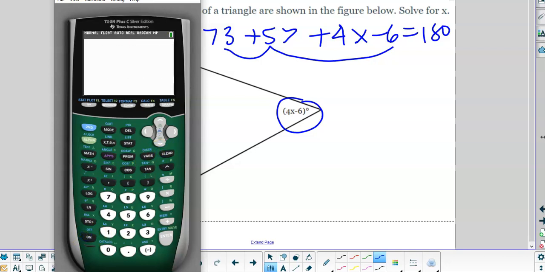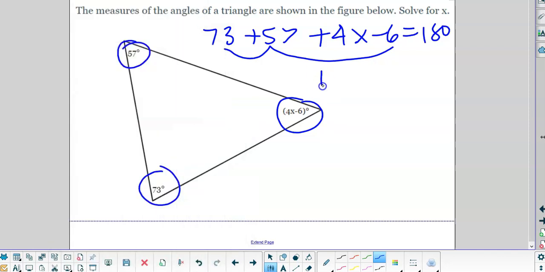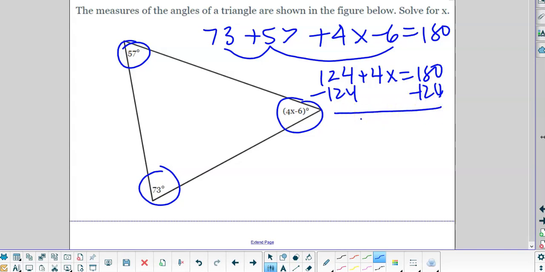So I'm going to clear my calculator here. I'm going to add 73 plus 57 minus 6. All right, 124. So 124 plus 4x equals 180. Subtract 124 from both sides. 4x is equal to 56. Divide by 4, and x is equal to 14.